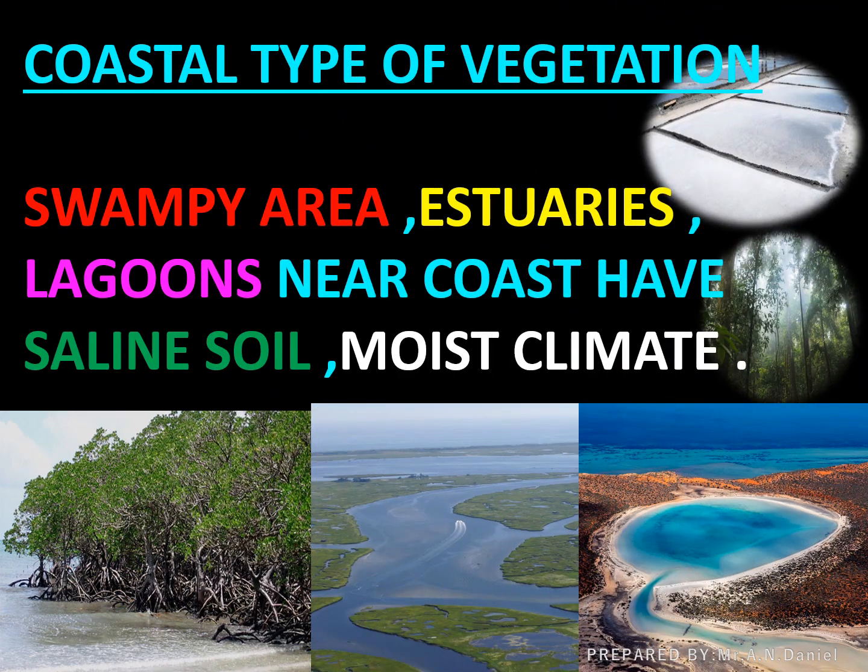The next type of vegetation, coastal type of vegetation, is the fourth type of vegetation in India. The swampy areas, the estuaries, lagoons near the coast have saline soil. They have a moist climate suitable for growth of many trees. This is called the coastal type of vegetation.